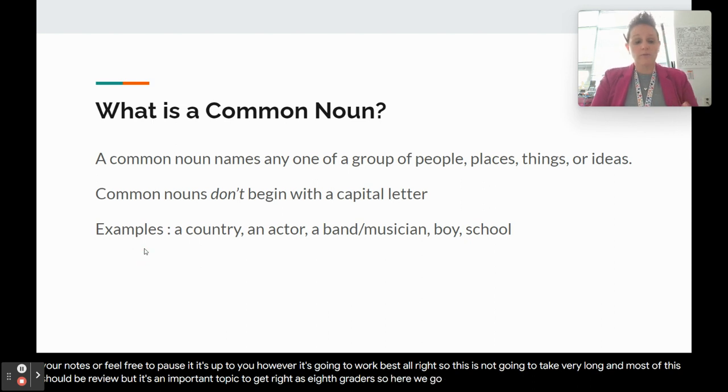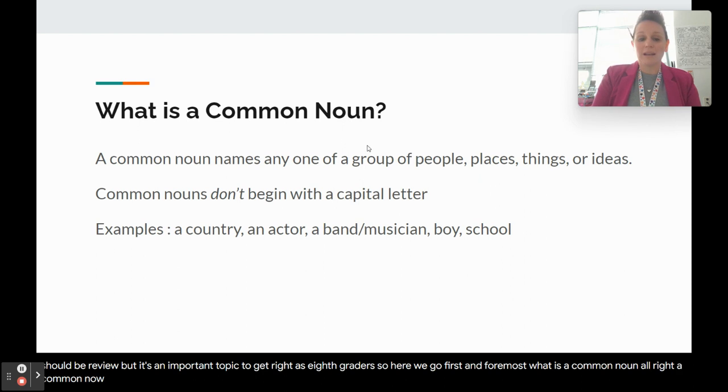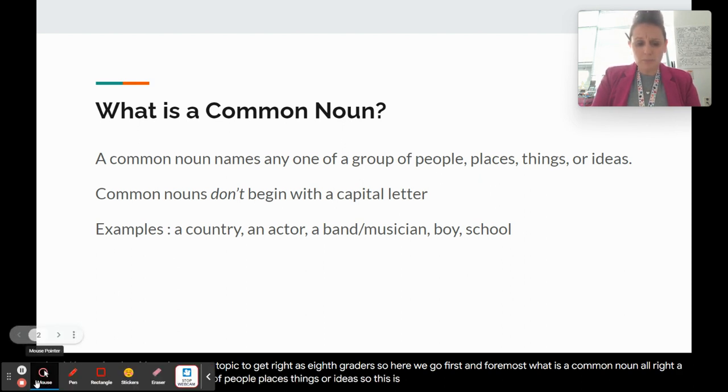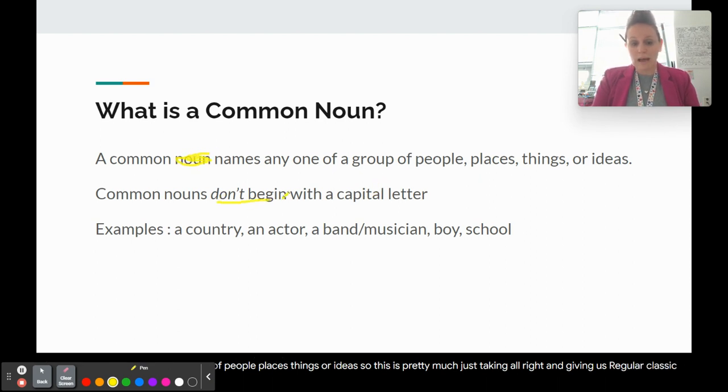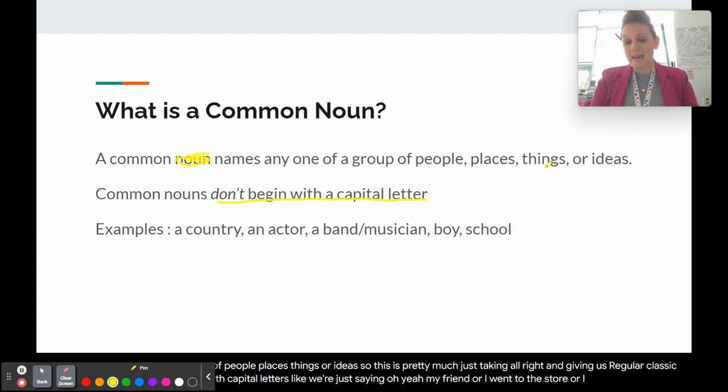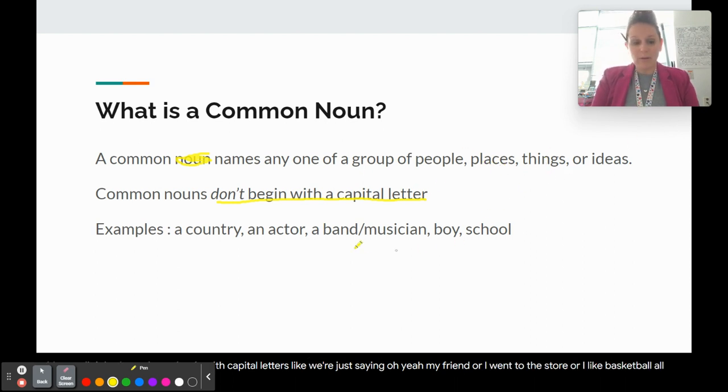So here we go. First and foremost, what is a common noun? All right, a common noun names any one group of people, places, things, or ideas. So this is pretty much just a regular, classical noun. All right, these do not begin with capital letters. Like we're just saying, oh, yeah, my friend, or I went to the store, or I like basketball. All right, we're not going to capitalize any of those things.